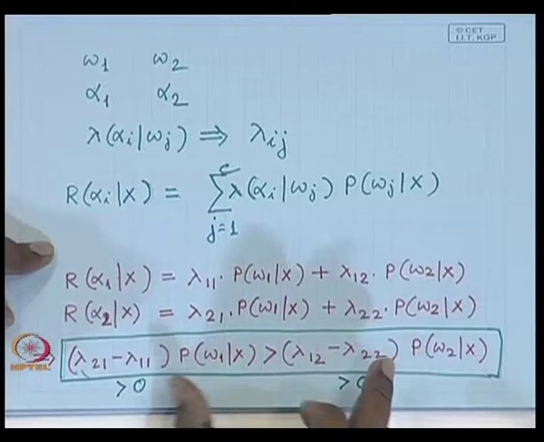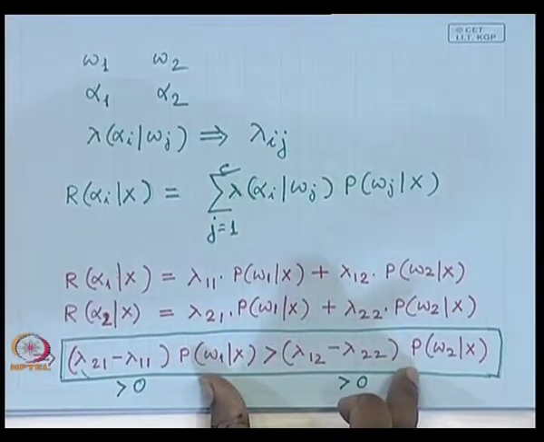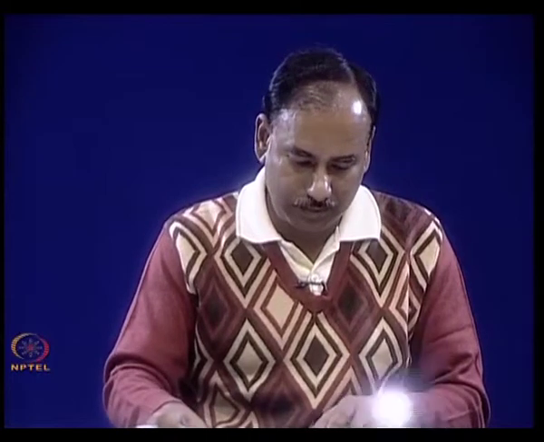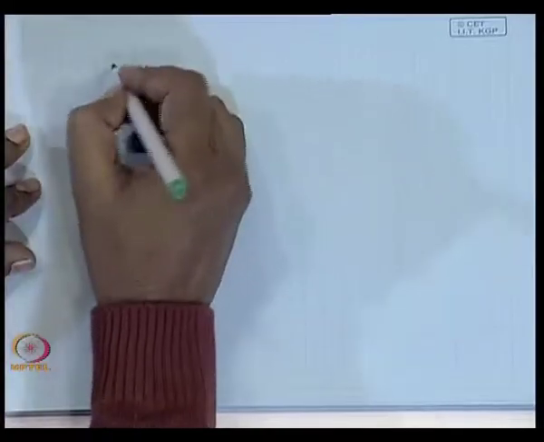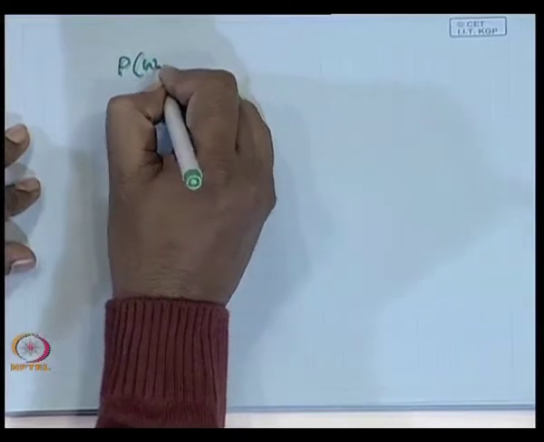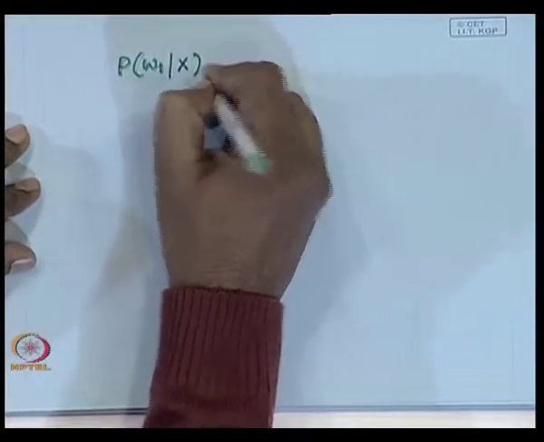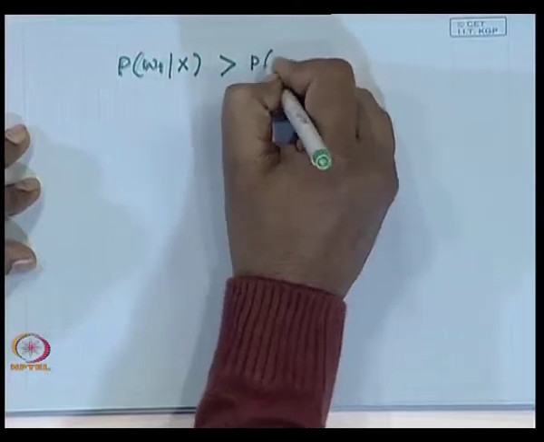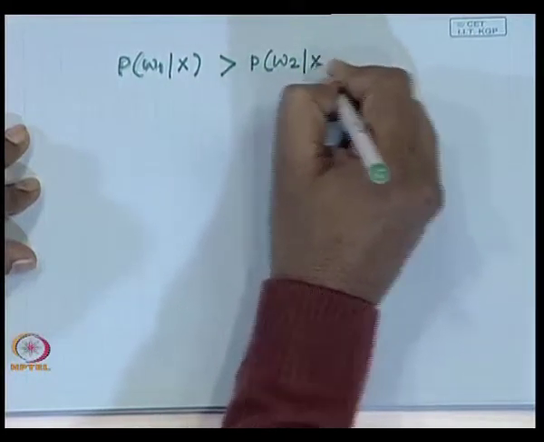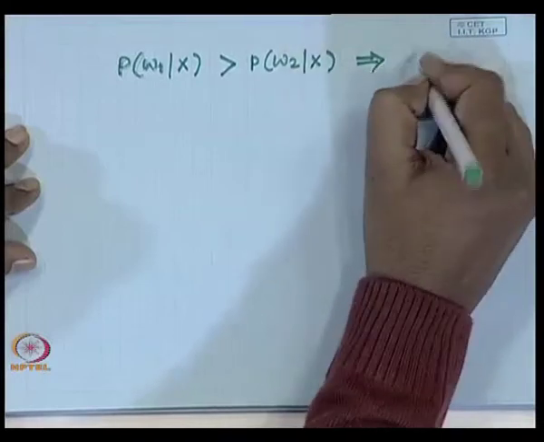Now, I can compare this with the Bayes decision or minimum error classification that we have done earlier. Over there our condition was p of omega 1 given x, if it is greater than p of omega 2 given x, then we decided in favor of class omega 1.